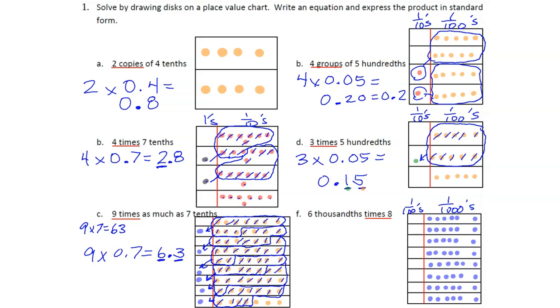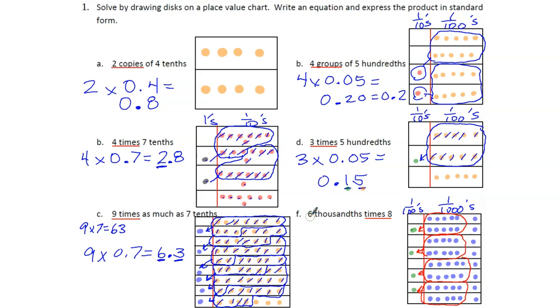Now watch this. When I'm regrouping here, I can just go 5 and 5 is 10. So I know that 10 thousandths is going to regroup as 1 hundredth. And I have another 5 and 5 is 10 thousandths. So another hundredth. Another group of 10. And another group of 10. So I know that I'm going to have 1, 2, 3, 4 hundredths and 1, 2, 3, 4, 5, 6, 7, 8 thousandths remaining.